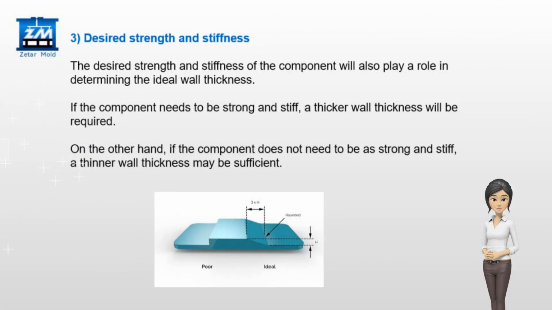Desired strength and stiffness. The desired strength and stiffness of the component will also play a role in determining the ideal wall thickness. If the component needs to be strong and stiff, a thicker wall thickness will be required. On the other hand, if the component does not need to be as strong and stiff, a thinner wall thickness may be sufficient.